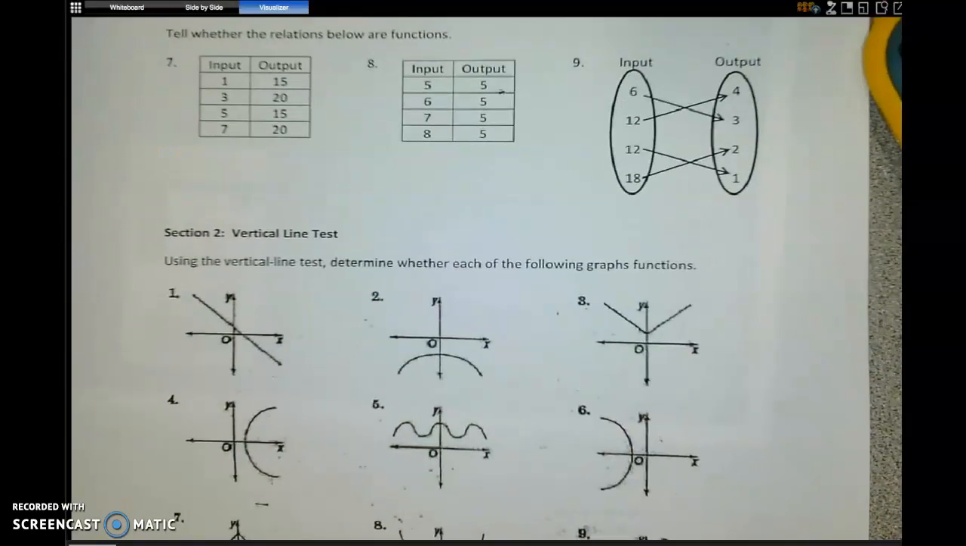So looking at the back side, 7, 8, and 9, determining if the relationships are a function. We want to know, does each input give one output? So when we look right here, we have a 1, that 1 only gives a 15. Okay, there's no other ones. 3 gives 20, 5 gives 15, 7 gives 20. So, does it represent a function? Yes. And that is because each input has one output.